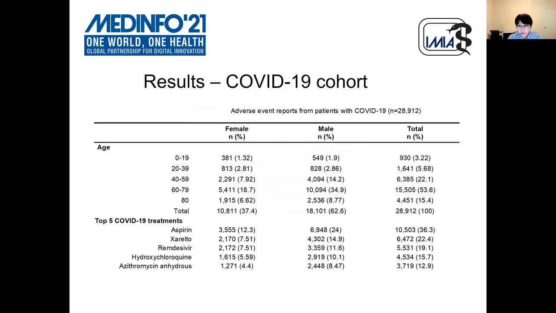This is the characteristic of the COVID-19 cohort. About 29,000 reports met our defined criteria for COVID-19. Among the adverse event reports from patients with COVID-19, the female to male ratio was about 37 to 63. And the number of reports was highest in persons aged 60 to 79. The most frequent drug used for treatment of COVID-19 was aspirin.